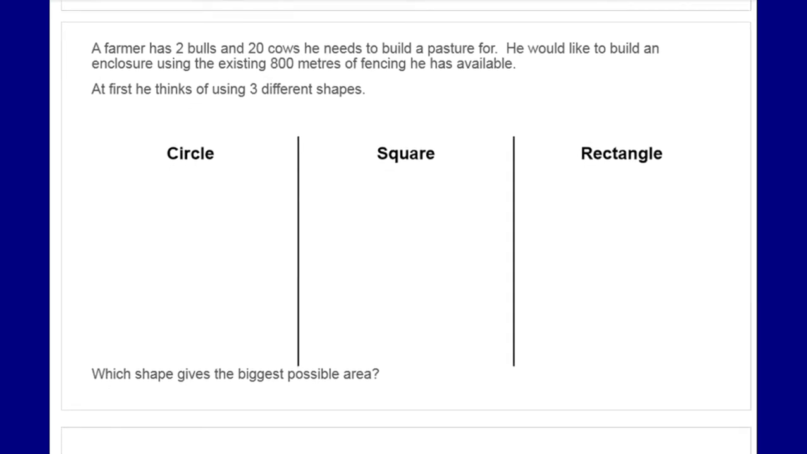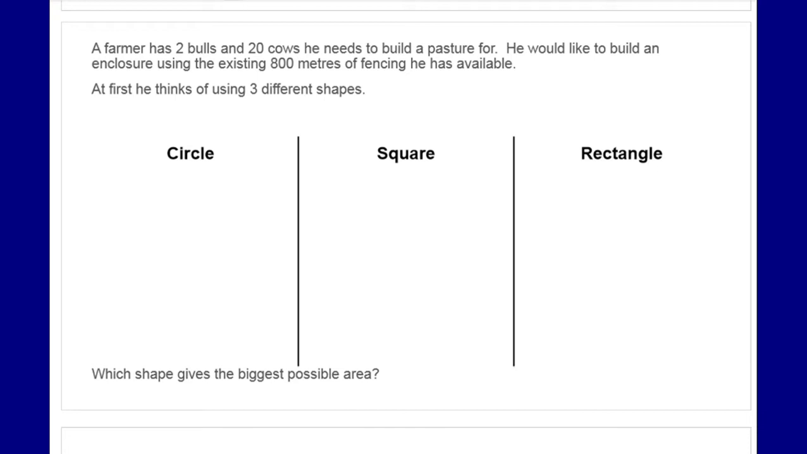A farmer has 2 bulls and 20 cows he needs to build a pasture for. He would like to build an enclosure using the existing 800 meters of fencing he has available. So that's the restriction right there. He has 800 meters of fencing. He needs to figure out what design he can come up with that gives him the most area. So we're trying to optimize the area. We're going to look at 3 different shapes. First, a circle.